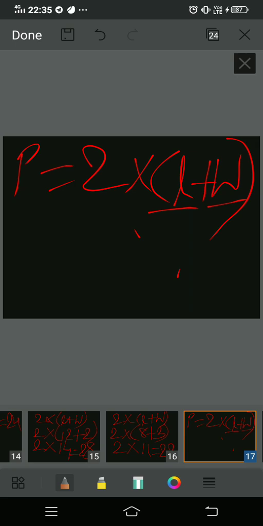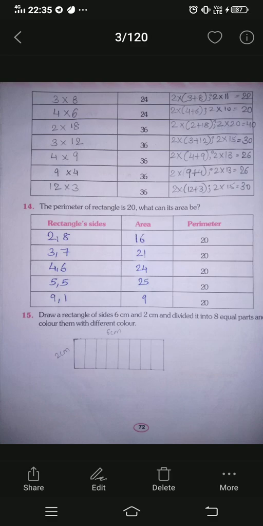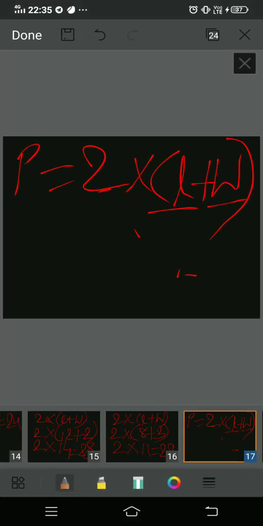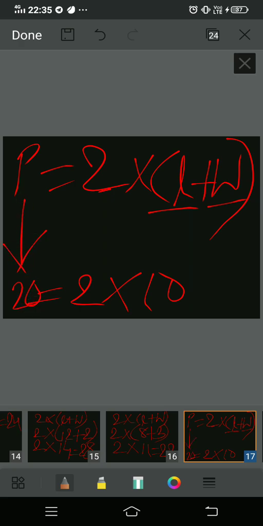I'm telling again. 2 into one number. Okay, 2 into something you have to do and you have to get the perimeter 20. 2 into what you will do, you will get 20. 2 into 10. 2 into 10 when you do, you will get the answer 20, right? 2 tens is 20, children? 2 into 10 is what you get, 20, and 20 is the perimeter, right?